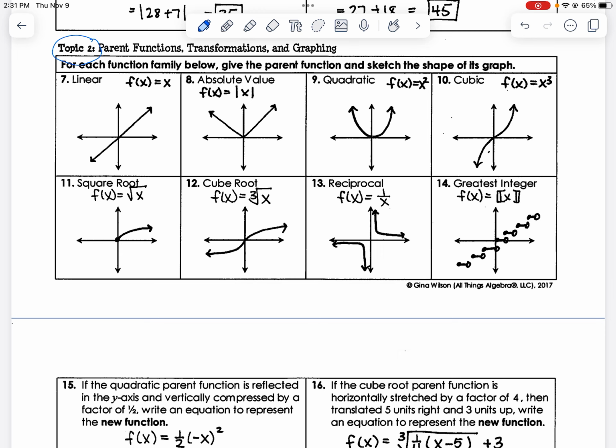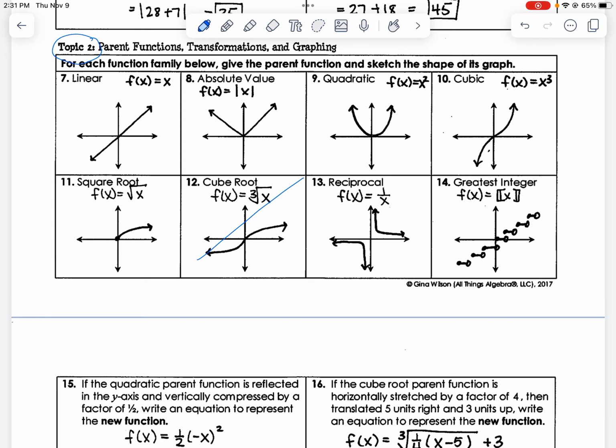I asked you to cross off the cube root function because we didn't talk about that, and the greatest integer function, we didn't talk about that. We focused on these 6: the linear, the absolute value, the quadratic, the cubic, the square root, and the reciprocal function. I asked you to give the parent function and sketch a graph. And this is what you should have.